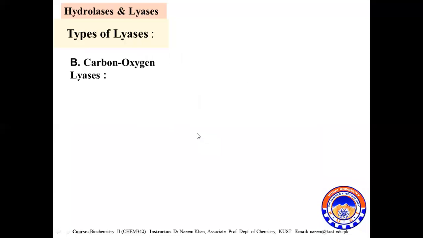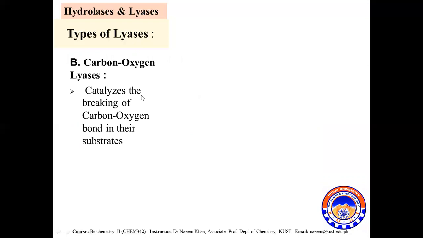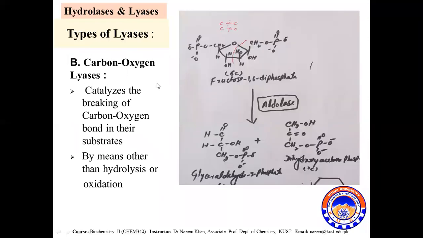The next type is the carbon-oxygen lyases. These are the enzymes which catalyze the breaking of carbon-oxygen bonds in their substrates, and this mechanism is also other than hydrolysis or oxidation. In the previous case there was carbon-carbon breaking; now we have carbon-oxygen breaking. We can see in this reaction we have fructose 1,6-diphosphate, and this is a very important reaction because it is reaction 3 of glycolysis. The red line shows where the bond is broken. This bond is broken by the aldolase enzyme, and we get glyceraldehyde 3-phosphate and dihydroxyacetone phosphate.